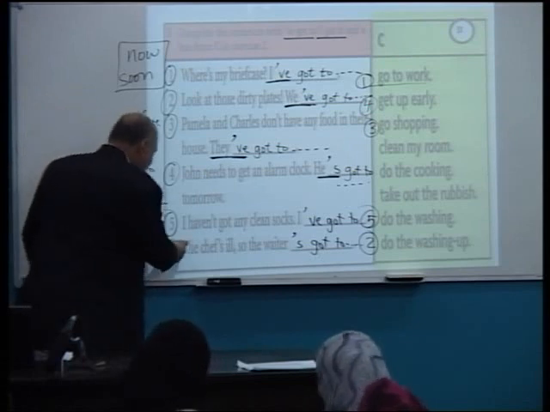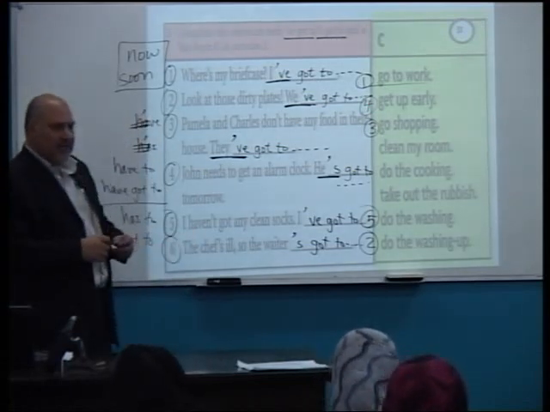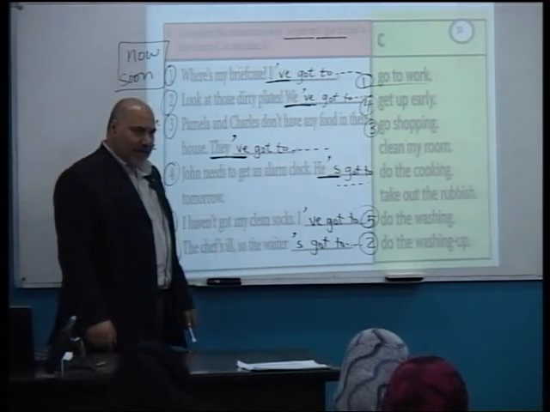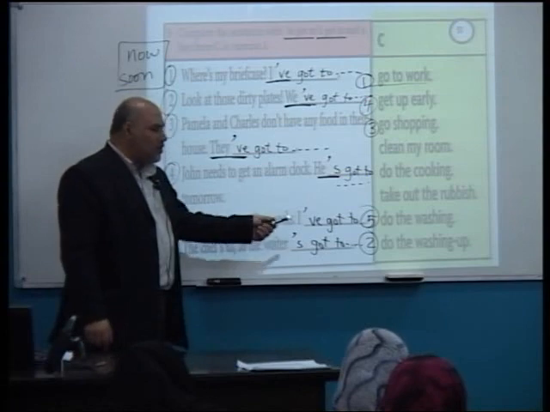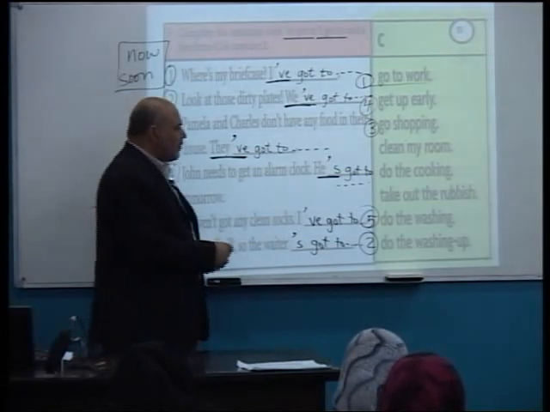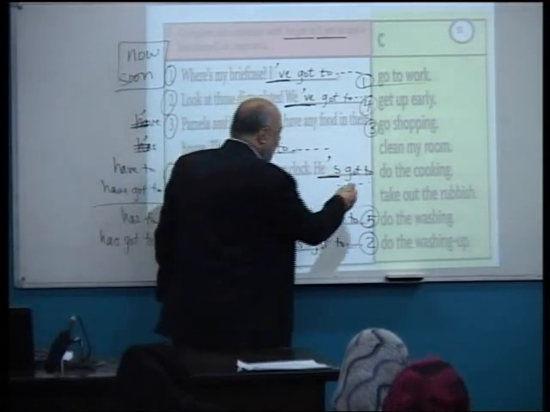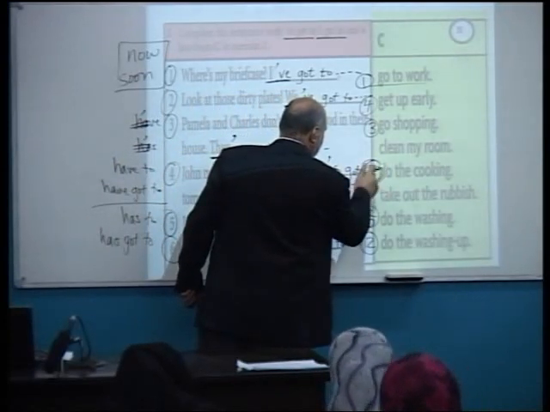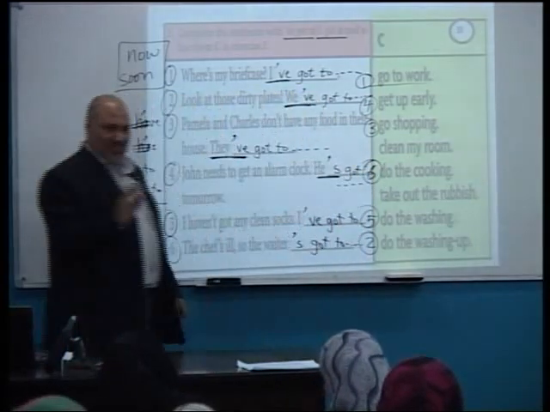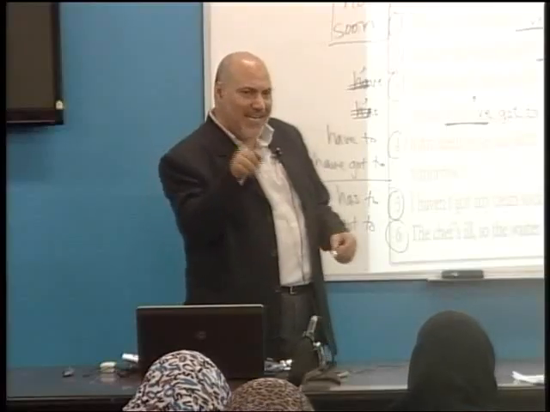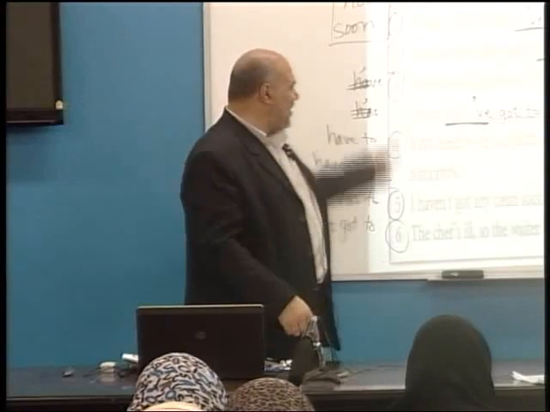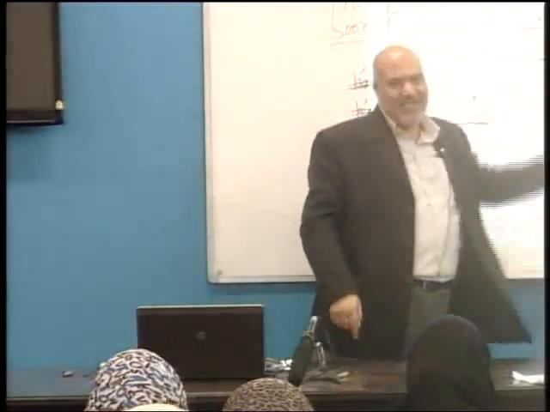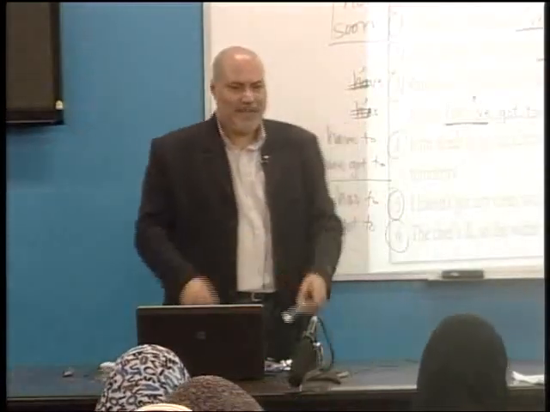Number 6. The chef's ill. He is ill. The chef is ill. So the waiter's got to do the cooking. Number 6. Do the cooking. Is it clear? Yes. I want you again to work in pairs to complete these 6 sentences from A and C. Work in pairs.